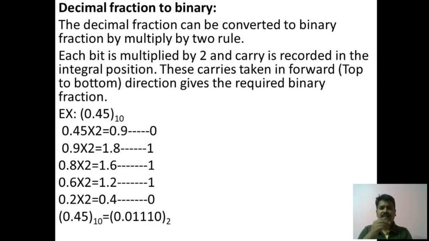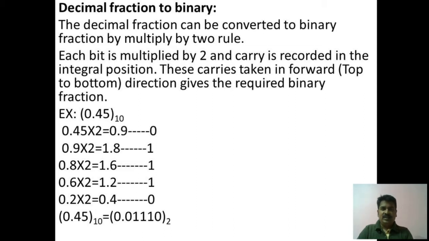This is entirely a different thing: decimal fraction to binary fraction. It's a separate category because the method that we use for converting the fraction here is different. Decimal fraction to binary fraction. Here a decimal fraction can be converted into a binary fraction by a rule called the multiply by 2 rule.